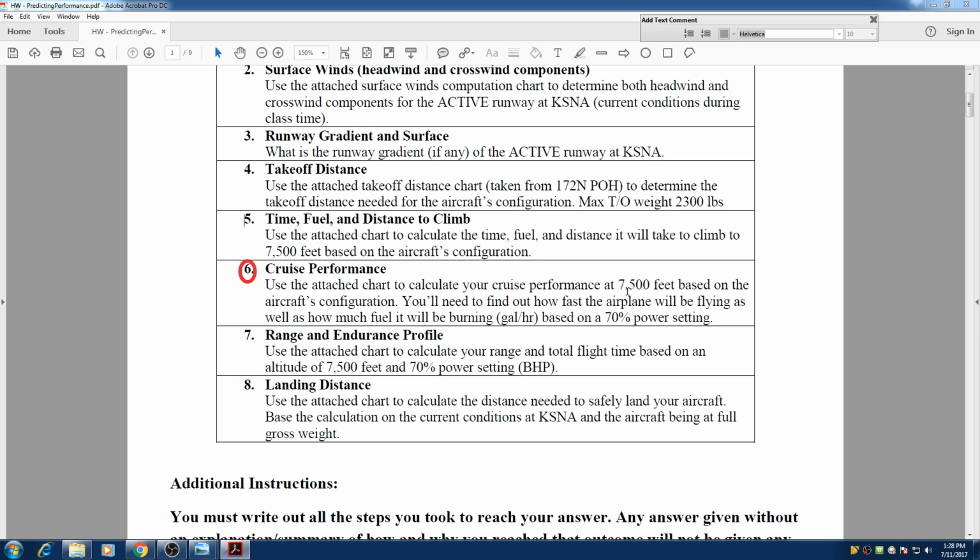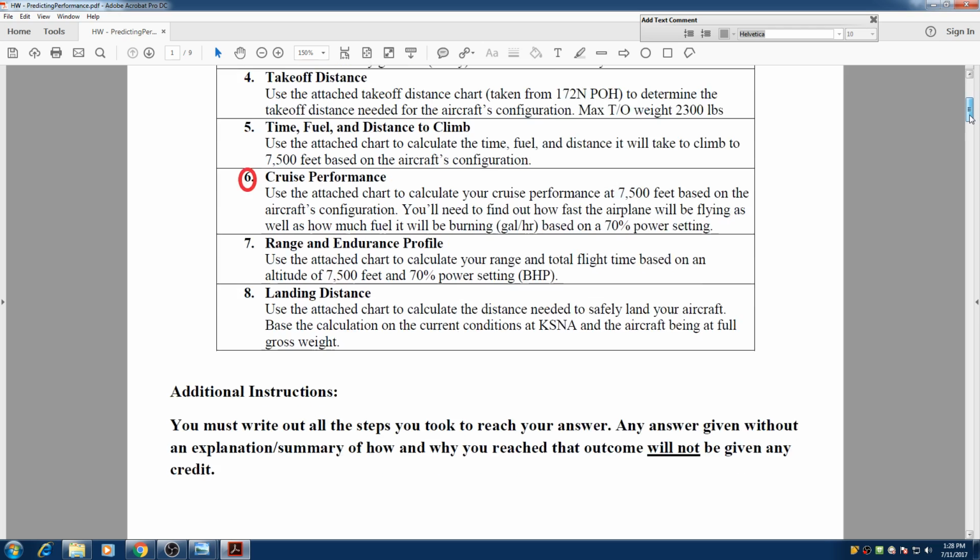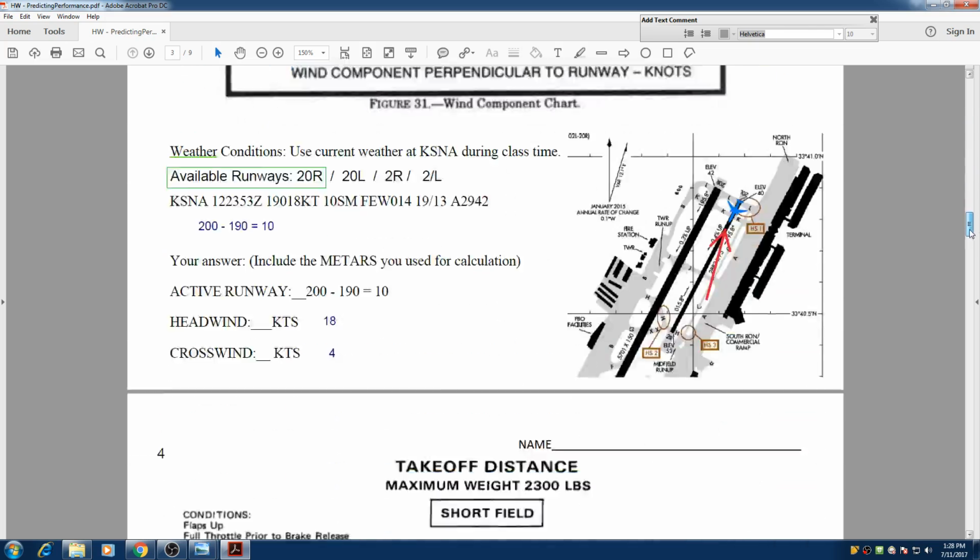In this video I'm going to go over the cruise performance and how to calculate it based on this packet. We have been told to calculate these performance figures to level off at 7,500 feet based on the aircraft configuration, and we're going to configure our aircraft at 70% of our power. So we're not going to go full power, but we are going to be at 70%. We'll explain what that means in a few minutes.